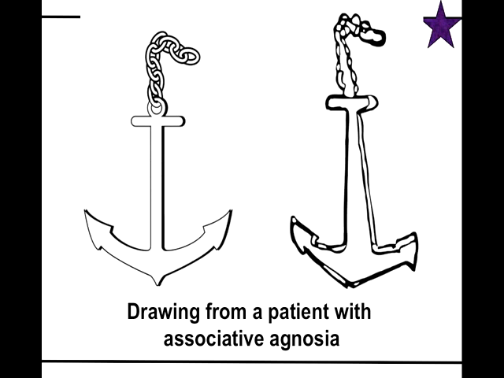Let's give you an example. So drawing from a patient with associative agnosia, so they're drawing the anchor here. They could draw it for you, but could not tell you it was an anchor. They could tell you that the anchor's parts were made of triangles and rectangles, but wouldn't be able to tell you that it was an anchor because they can't recognize complex objects.